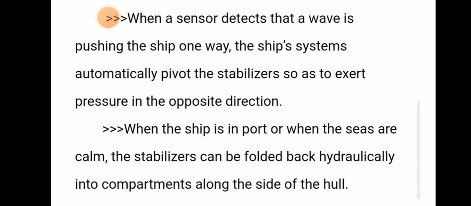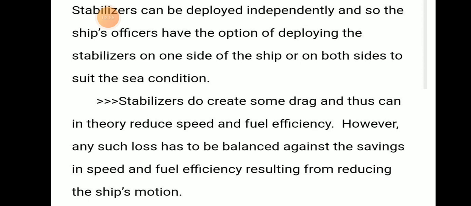When a ship is in port or when the seas are calm, the stabilizers can be folded back hydraulically into compartments along the side of the hull. When a sensor detects a wave pushing the ship one way, the ship system will automatically pivot the stabilizer to exert pressure in the opposite direction to stabilize the ship. The stabilizers can also be deployed independently.